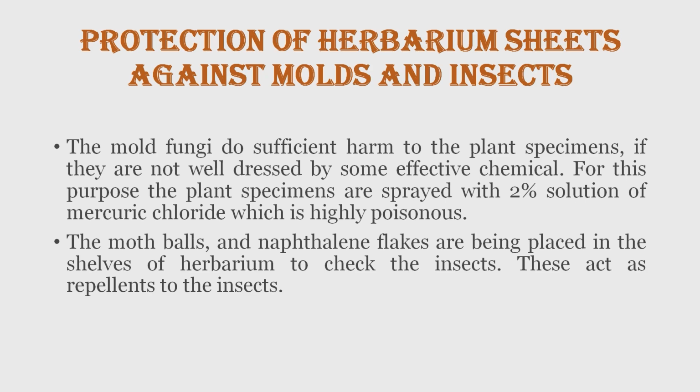For this purpose, the plant specimens are sprayed with a 2% solution of mercuric chloride, which is highly poisonous. Care has to be taken when we use this chemical. We can also use mothballs and naphthalene flakes in the shelves of the herbarium to check insects then and there. They act as repellents to insects.